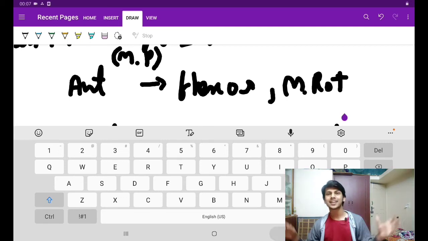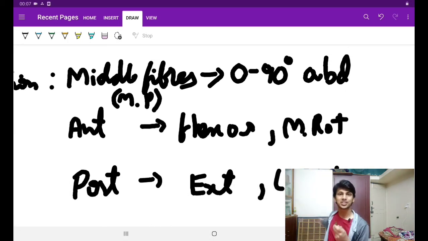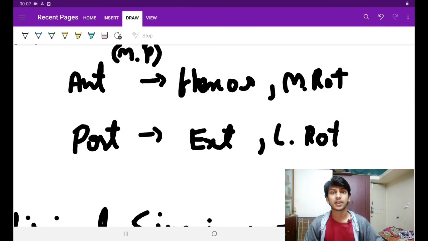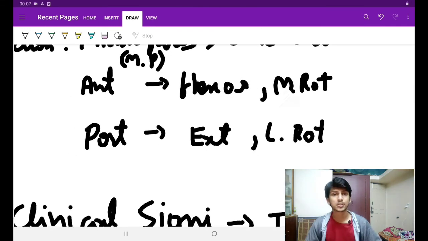It has a wide range of actions: flexion, extension, medial rotation, lateral rotation, and abduction by different parts of the fibers, isn't it? The anterior and posterior fibers are said to be unipinnate. The anterior and posterior deltoid basically.